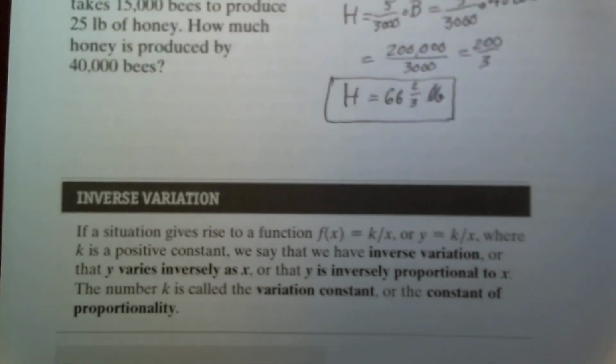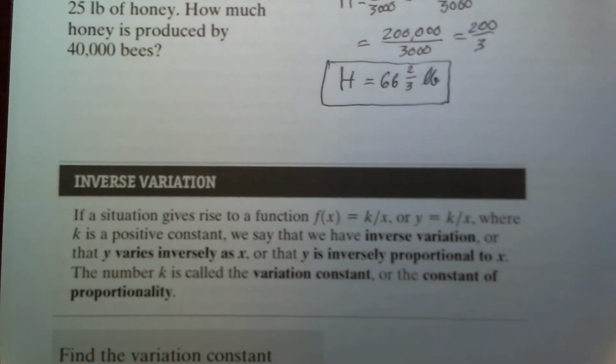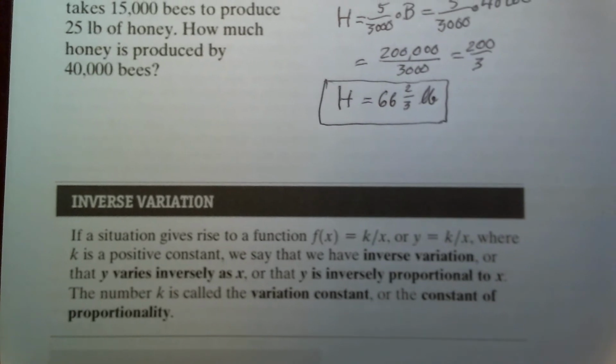Let's take a closer look at inverse variation. I mentioned it briefly in the beginning, so let's look at it in more detail. If a situation gives rise to a function f of x equals k divided by x, or y equals k divided by x, where k is a positive constant, we say that we have inverse variation, or that y varies inversely as x, or that y is inversely proportional to x. And again, the number k is called the variation constant, or the constant of proportionality.